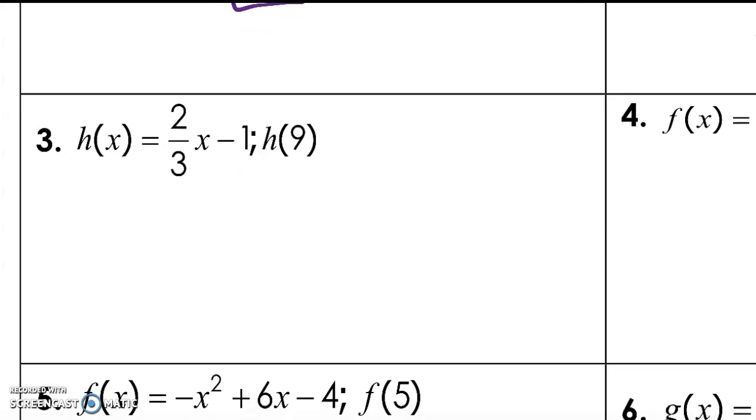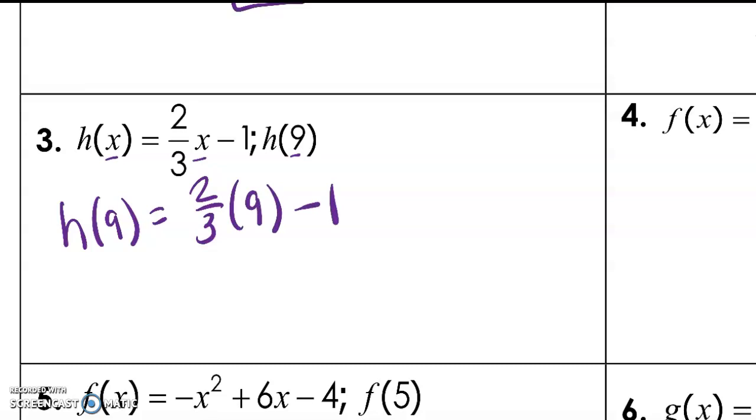Number 3, h of x is 2/3 x minus 1. We are asked to find h of 9. So again, where the x is, we're going to put a 9. h of 9 equals 2/3 times 9 minus 1. I know most of you don't like to rewrite it, but you need to take the time to write out that first line.